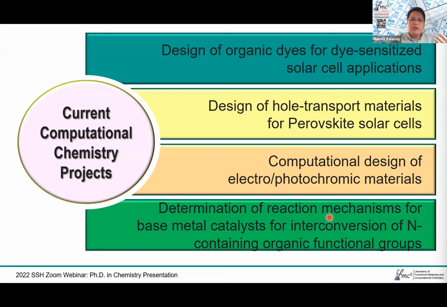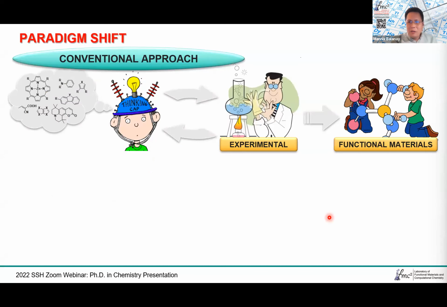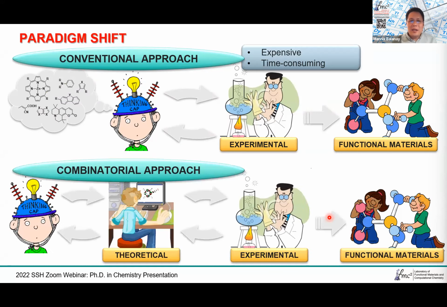Because in the conventional approach, when you are doing the synthesis and forming the nanomaterial, you just do it based on what you think, synthesize it, and if it fails, you go back again and synthesize it, and so on. But once you go into the combinational approach, we are actually introducing theoretical work in between the thinking and the experimental part.